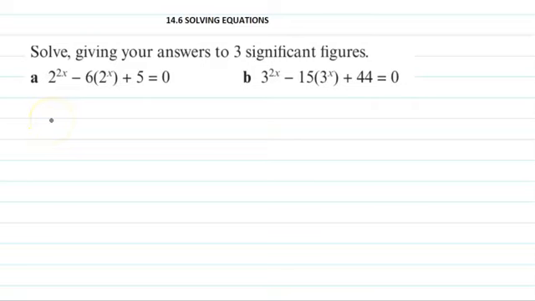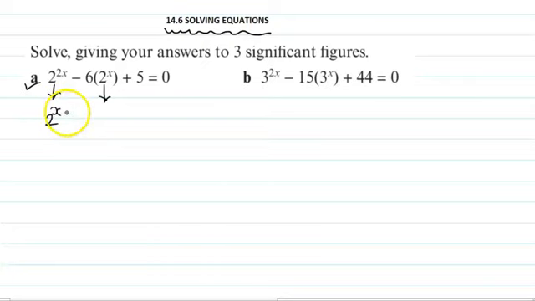So in today's video, we are going to learn about solving equations. And the first question is 2 to the power 2x minus 6 times 2 to the power x plus 5 equal to 0. So what you need to do, if you see here, it is 2 to the power x, here also 2 to the power x.